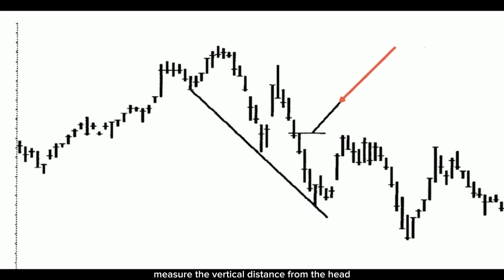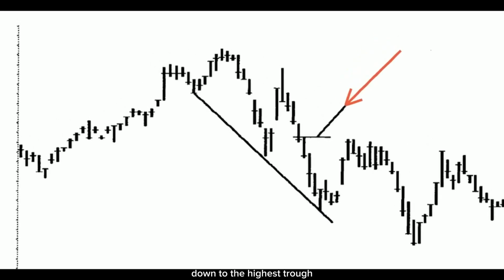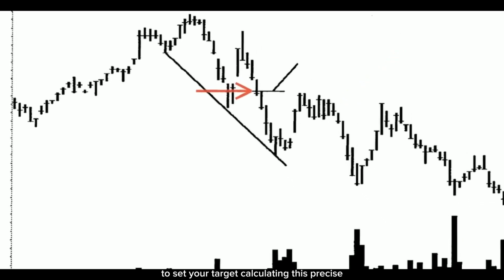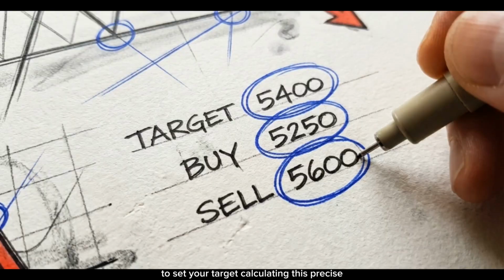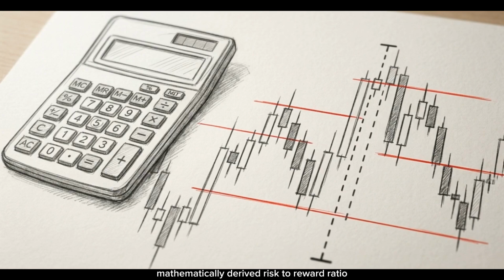Measure the vertical distance from the head down to the highest trough, point A. Subtract that distance from point A's price to set your target. Calculating this precise take-profit zone removes hope from the equation. You are relying entirely on a clear, mathematically derived risk-to-reward ratio.